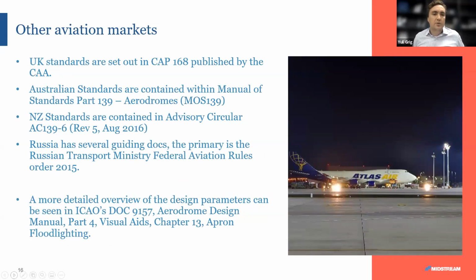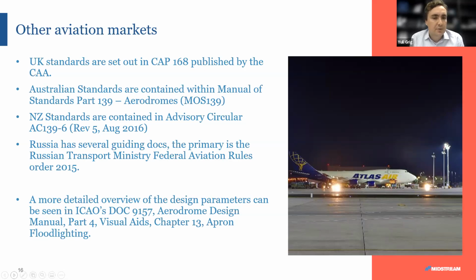Other aviation markets, so UK is now out of the European Union. So we in the UK here follow CAP 168, which is published by the Civil Aviation Authority. Australian standards are called the MOS 139 aerodromes. New Zealand here has an advisory circular, AC 139-6. The latest revision that we're aware of is revision 5, 2016, but our colleagues from New Zealand can let us know if that's been updated recently.